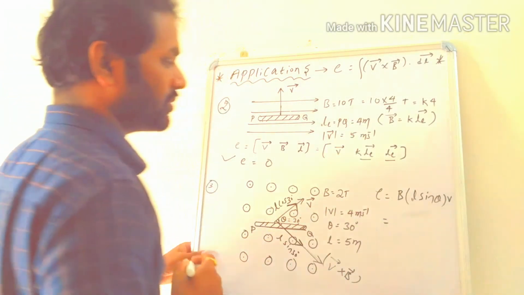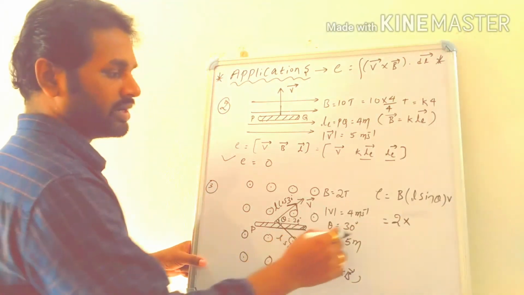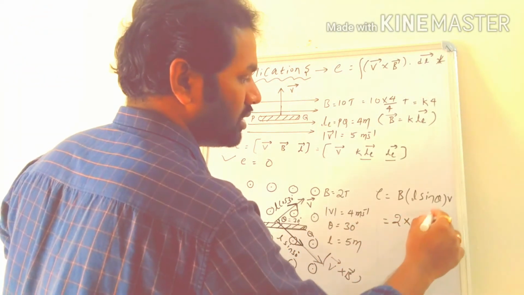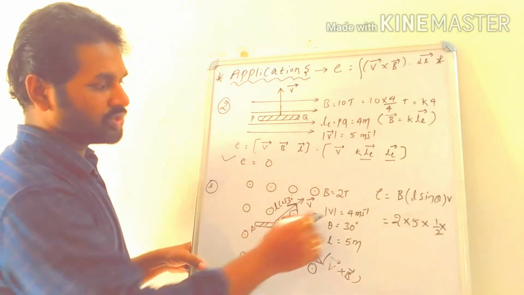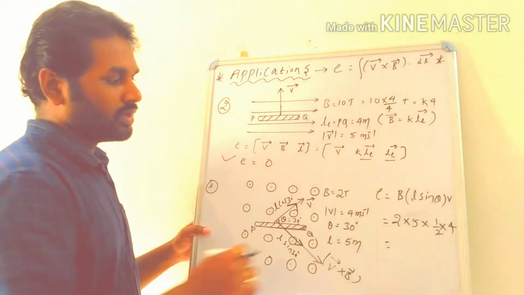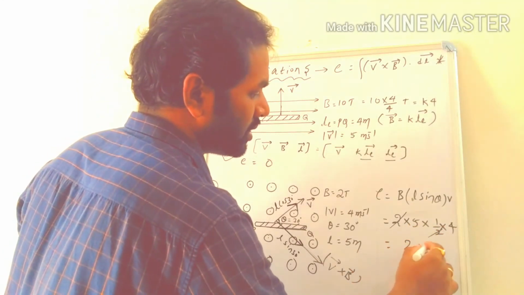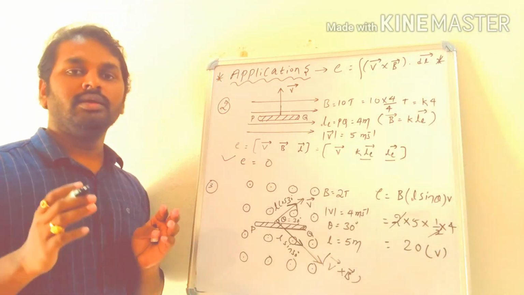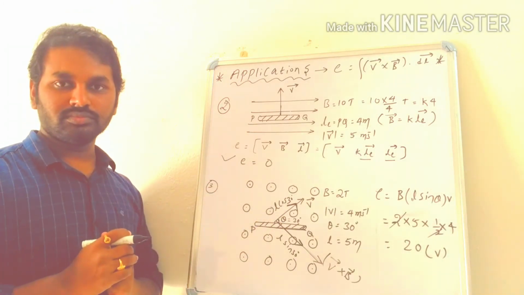That is equal to, how much is B given? 2. Length of the conductor is taken as 5 and sin 30, which is 1 by 2. The velocity magnitude is given 4. So substitute all the values there and 2 gets cancelled, and 5 into 4 you will get 20. The answer you are getting, 20 volt, is the potential difference across the ends of the rod.